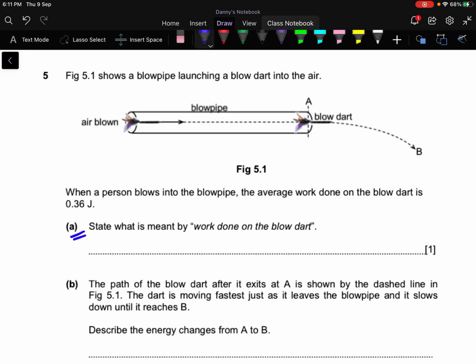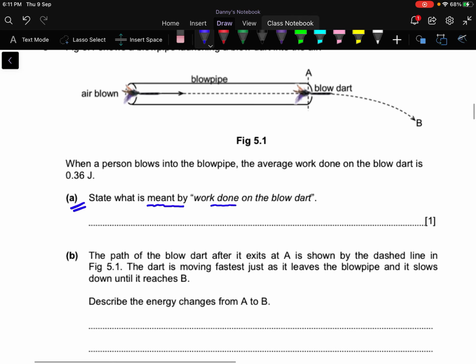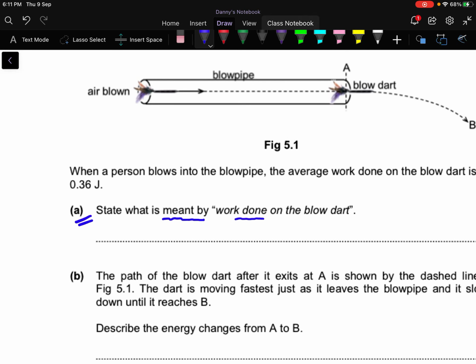So let's begin. In part A, there is this question asking you what is meant by work done. When you are asked what is meant by, you need to interpret the context and give your answer accordingly. There are some students who gave me answers like work done is basically a product of a force acting on the dart multiplied by the distance traveled by the dart.